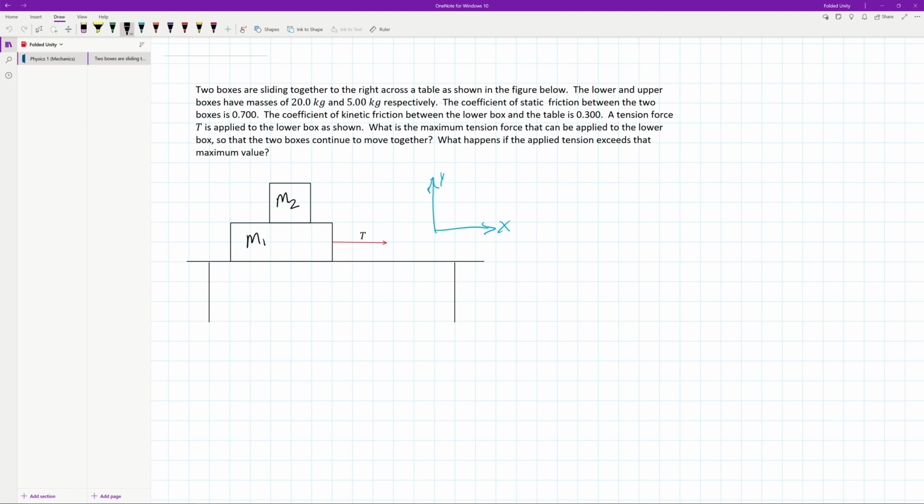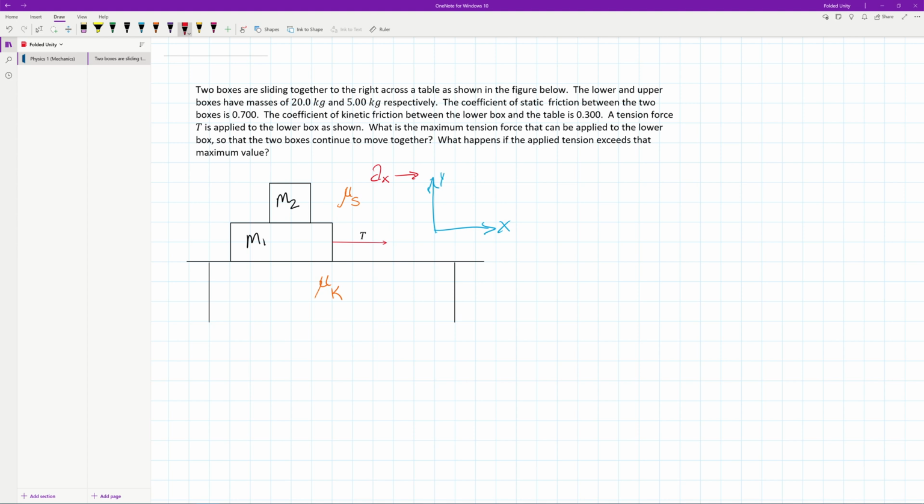Now, the static friction coefficient applies to this surface right here. So I'll call that mu s. And between the lower box and the table, we have a kinetic friction coefficient. So I'll call that mu k. Okay, so the only other variable we might need is an acceleration. So I'll call it ax for our x acceleration. No need to be more specific than that in this case because, again, we want these boxes to slide together, which means we don't need an ax1 and an ax2 because they need to be the same.